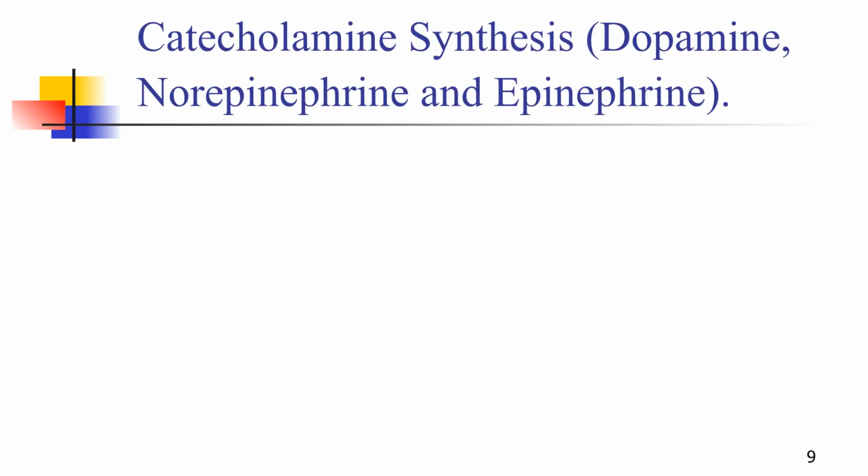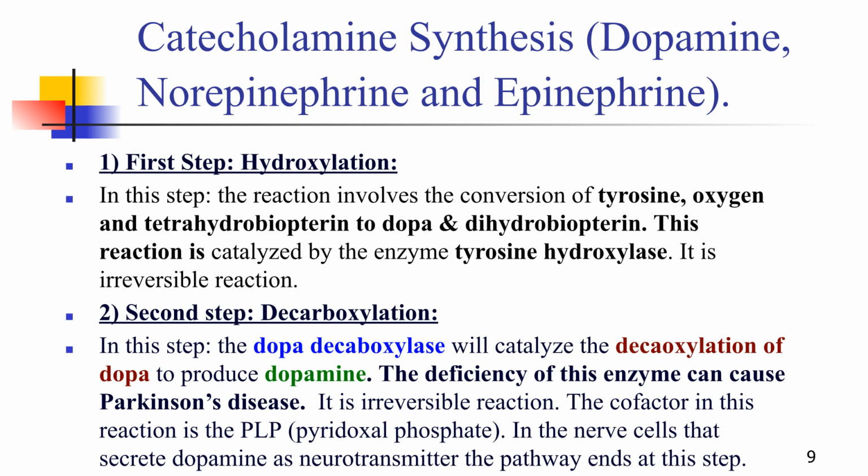Catecholamine synthesis includes dopamine, norepinephrine, and epinephrine. The first step is hydroxylation of tyrosine, catalyzed by tyrosine hydroxylase, which produces DOPA. The second step is decarboxylation, catalyzed by DOPA decarboxylase, which converts DOPA to dopamine. Deficiency of this enzyme can cause Parkinson's disease.